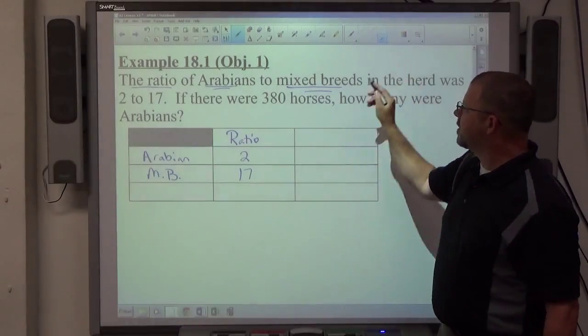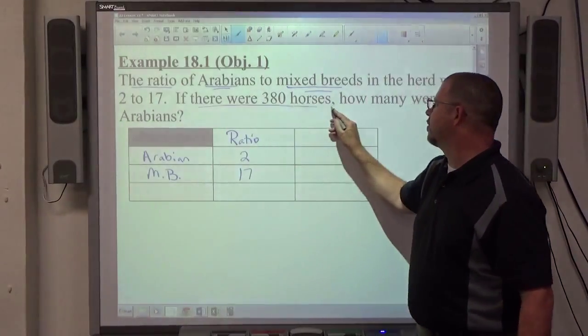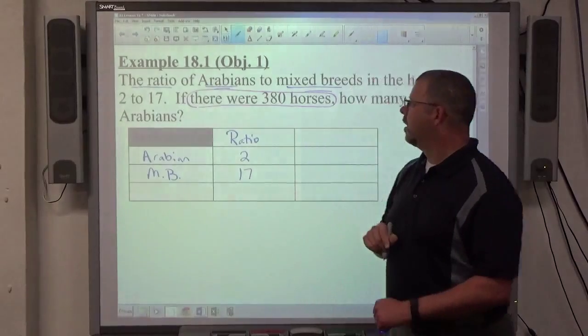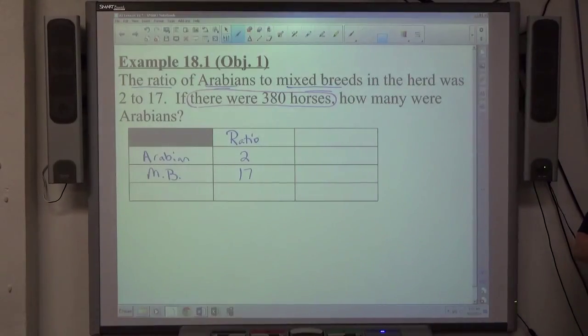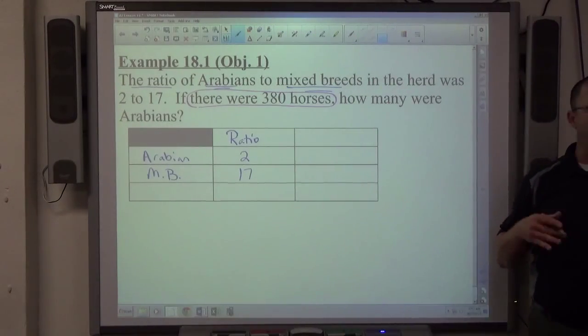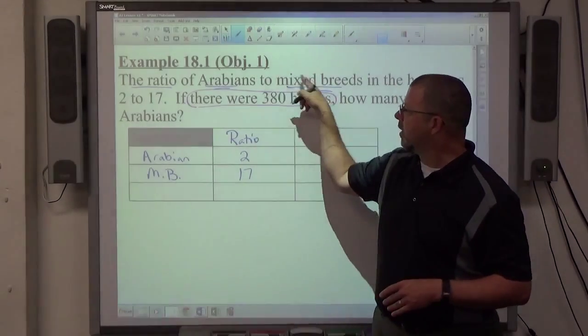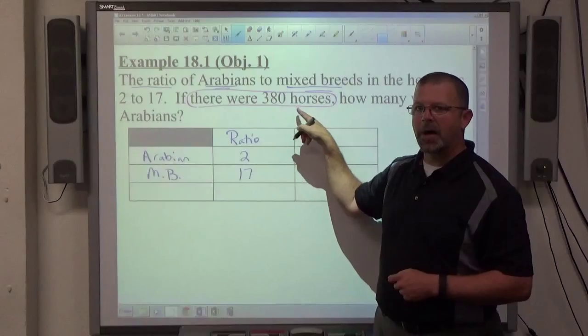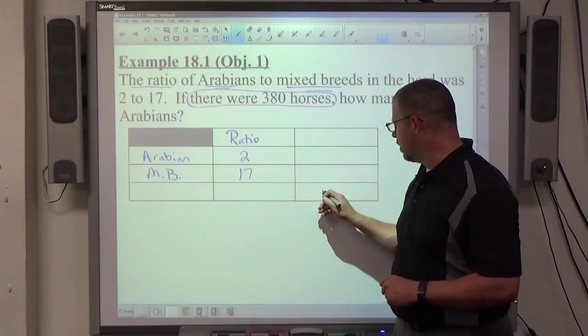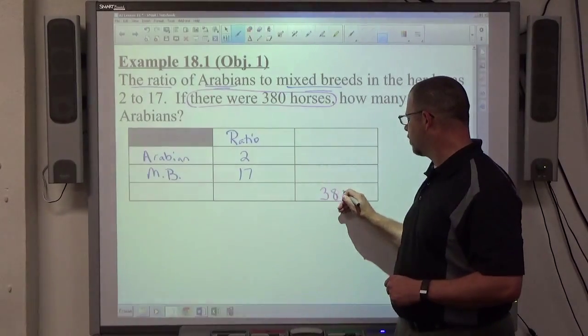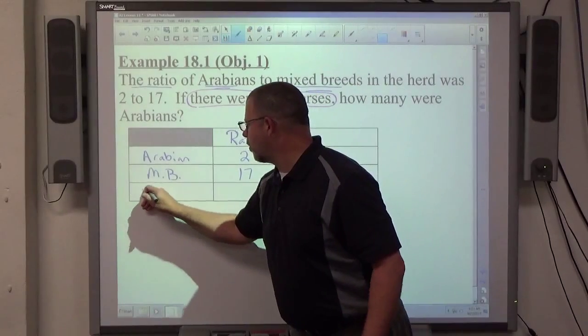The next statement says there were 380 horses. It didn't say 380 Arabian horses or 380 mixed breed horses, but 380 horses. So they're going into parts up here, but they're giving us a total amount of the whole number of horses. So I've got to make a third row down here of total.